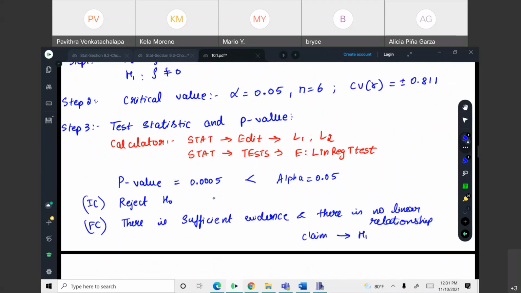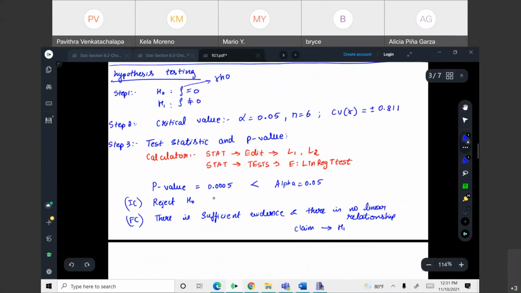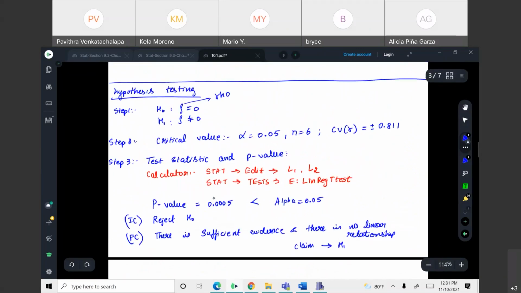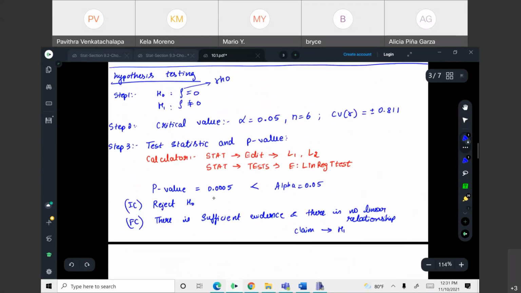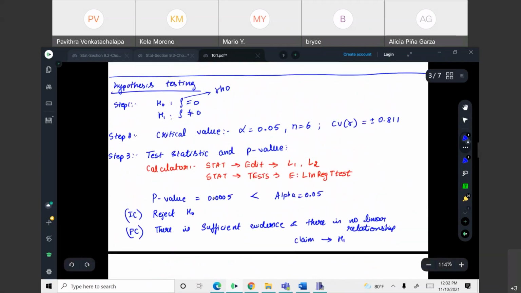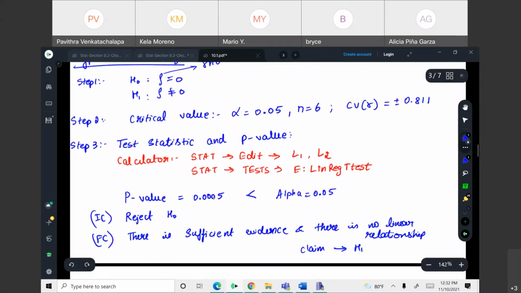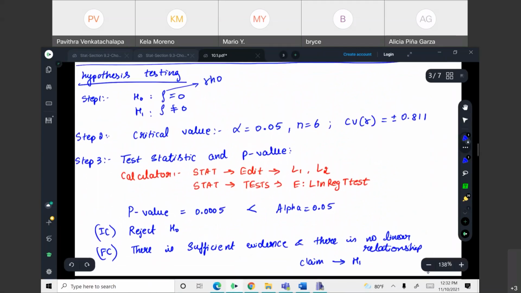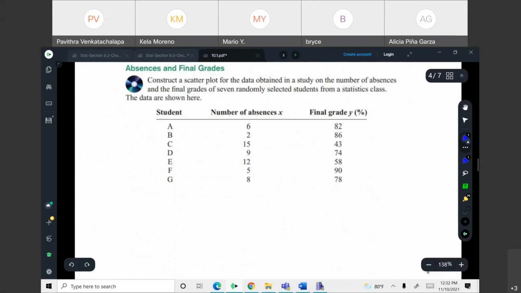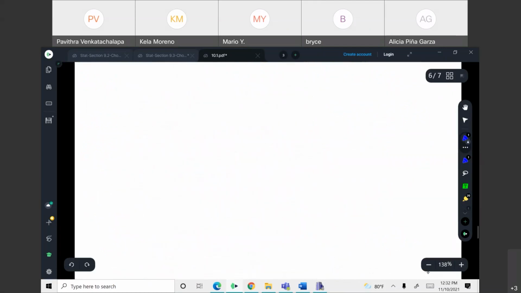Okay, so this is how you have to do the hypothesis testing. Now, you can just note down the steps if you want. Do you want to take a picture? Okay. So before I do this, let us do one more example.